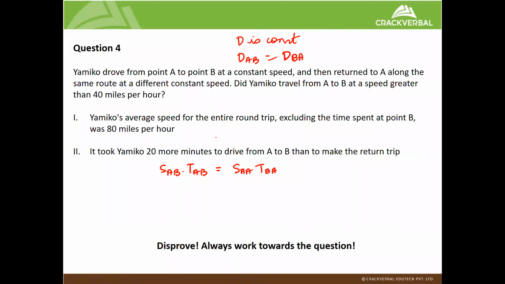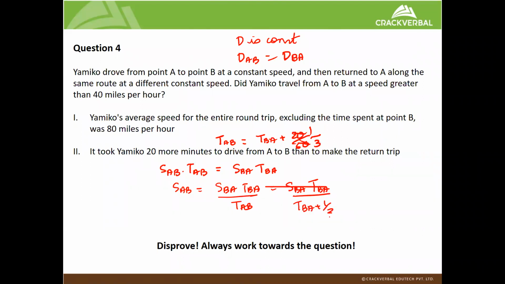And the second statement tells me that the time that you take from A to B is 20 more minutes than the time you took from B to A. That's 20 by 60, which is 1 by 3. Right? Now, remember I need to solve for SAB. So SAB is equal to SBA into TBA divided by TAB. SBA, I'm going to keep it as it is. TBA, I'm going to keep it as it is. TAB, I'm going to write it as TBA plus 1 by 3.